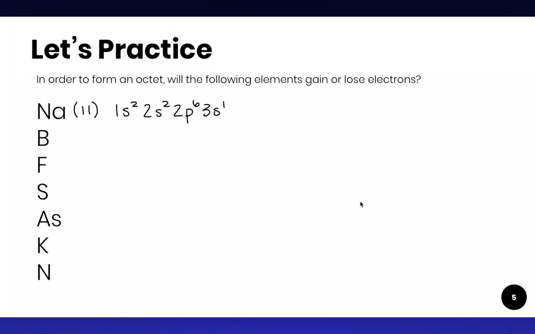This element has 1 electron in its highest energy level. So I'm going to call it 1, and I'm going to use shorthand here. We'll just call them VEs for valence electrons. So 1 valence electron, meaning that it will form a cation. Remember that cations lose electrons.